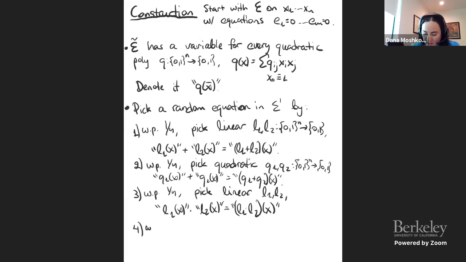So again, with probability a quarter, I'm going to pick two things. I'm going to pick r1 to rm in {0,1}, and I'm going to pick a quadratic Q. And I'm going to check. So I'm going to look at the linear combination, sum of ri Ei, right, so all my Ei's. So these are the equations from E, the original equations that I actually care about.